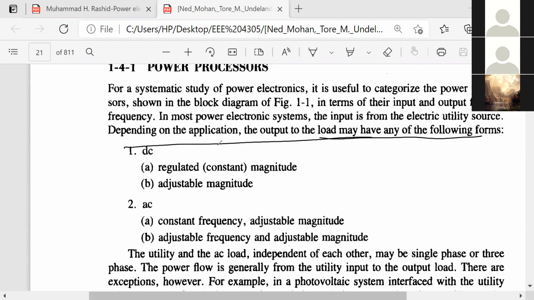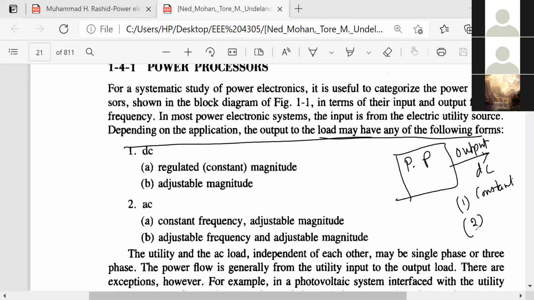Maybe the output is DC. If your power processor output is DC, then it could be constant, or it could be variable. I am talking about the output. So where do we use the constant? Any example? Can anyone tell me where we need that constant or regulated output?